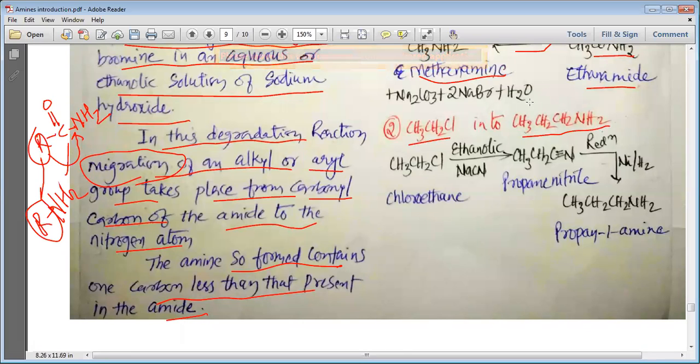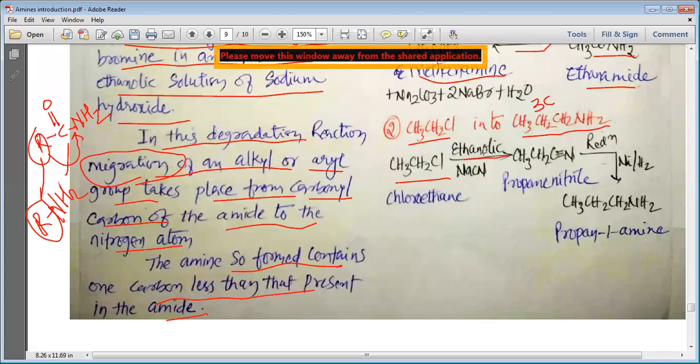You can see that we want to increase the number of carbon here. So how can we increase the number of carbon? Suppose you have chloroethane, CH3CH2Cl. You undergo the ethanolic NaCN, and then you get propane nitrile. On propane nitrile reduction, we get propan-1-amine, where this carbon which is added extra is being converted to CH2.